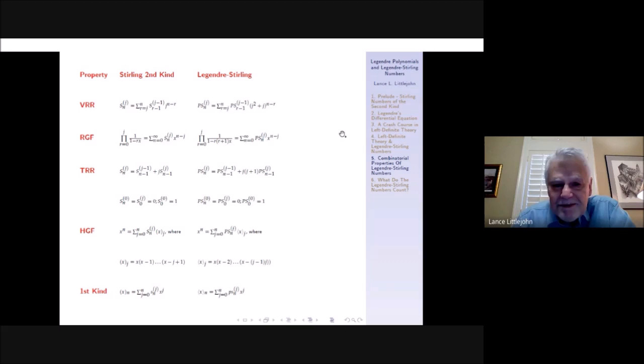Okay, in fact, let me just briefly tell you about this story. Richard Wellman and I wrote this work on left definite theory. I think the paper was published in 2002. As an example in that paper, we did the Legendre polynomials. It took us a while to figure out the nth power of Legendre, but I recognized pretty quickly that the coefficients were Stirling numbers of the second kind. So we got that example done.